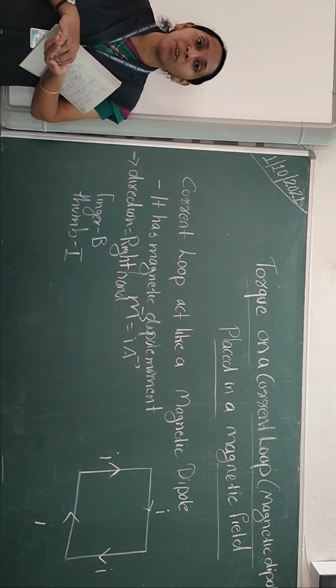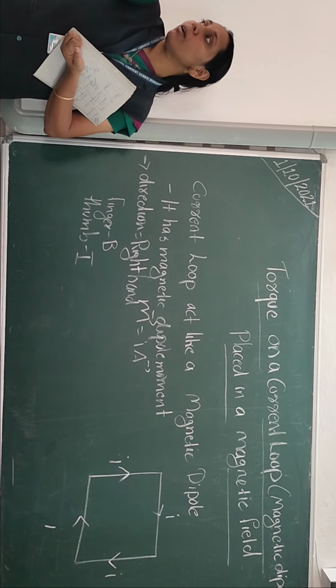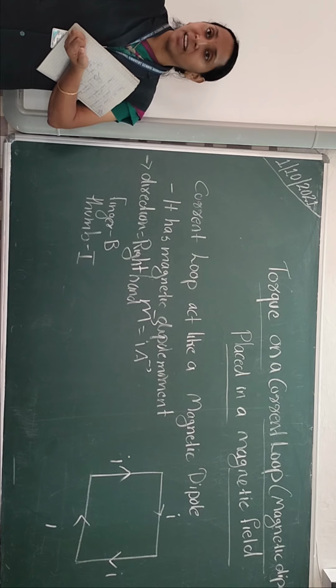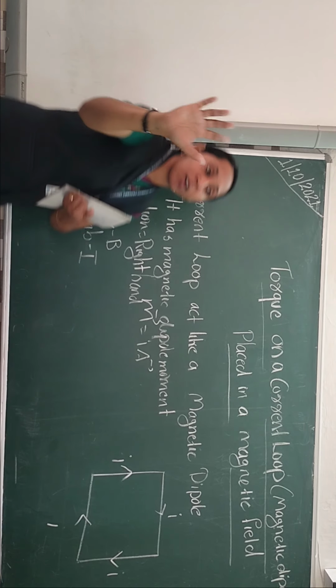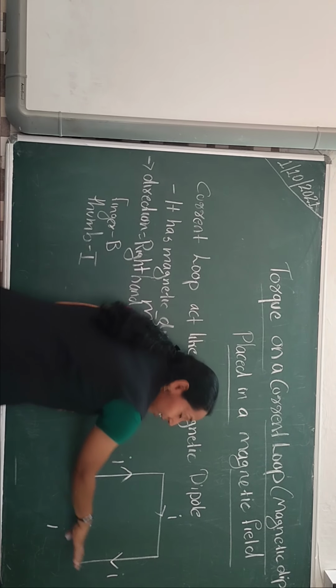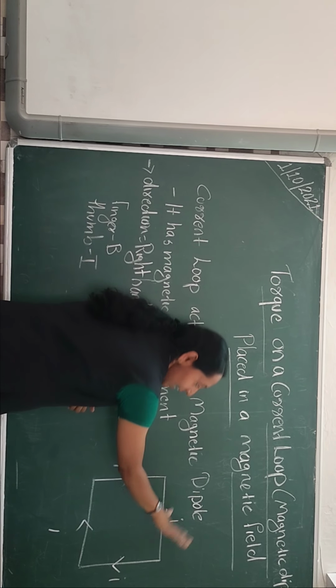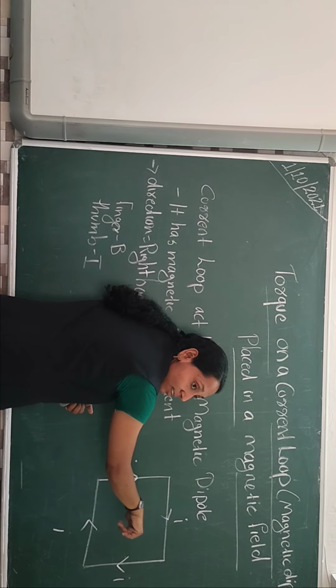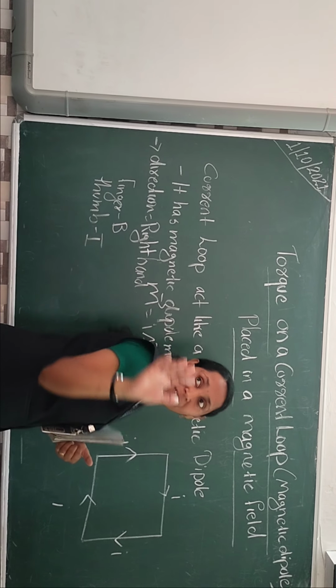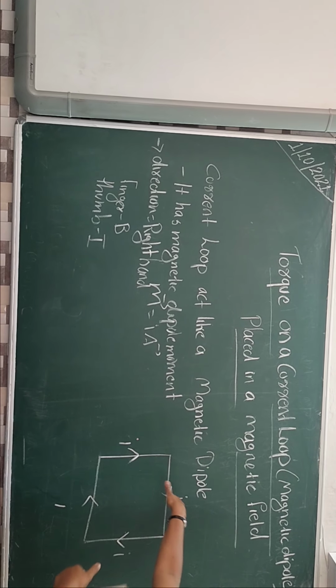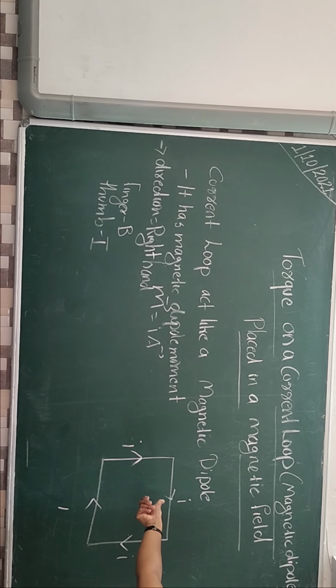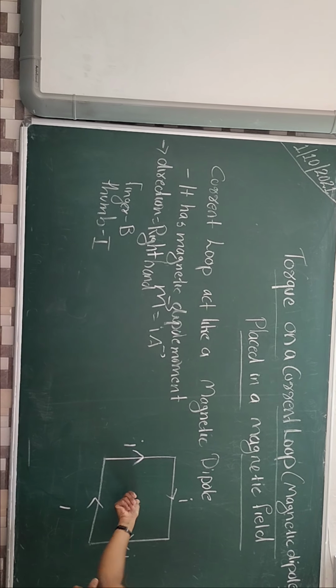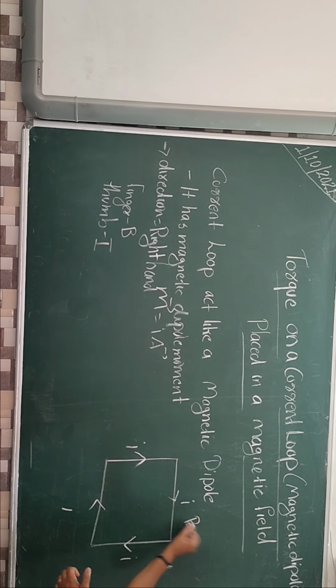What is the right hand rule? Thumb is the direction of the magnetic field. Fingers are the direction of current. Look carefully, the current is going from here, so the fingers are like that. Magnetic field is inward. Is that right? Clear, everyone? Are you all able to see? Fingers are like that, that means this is the direction of current. Thumb is inward, that means the magnetic field is inward.